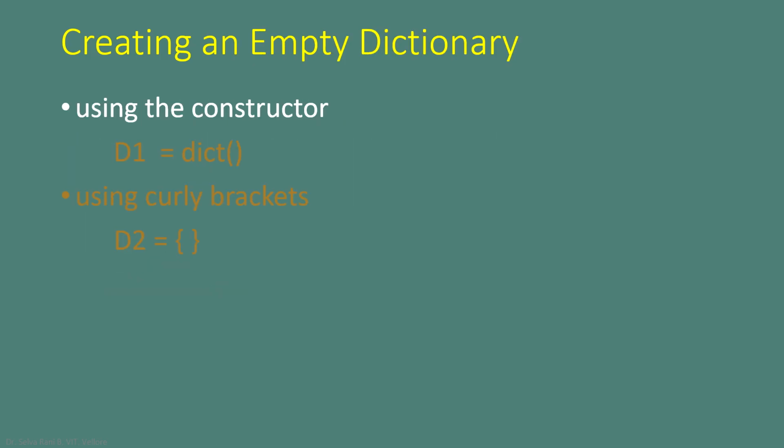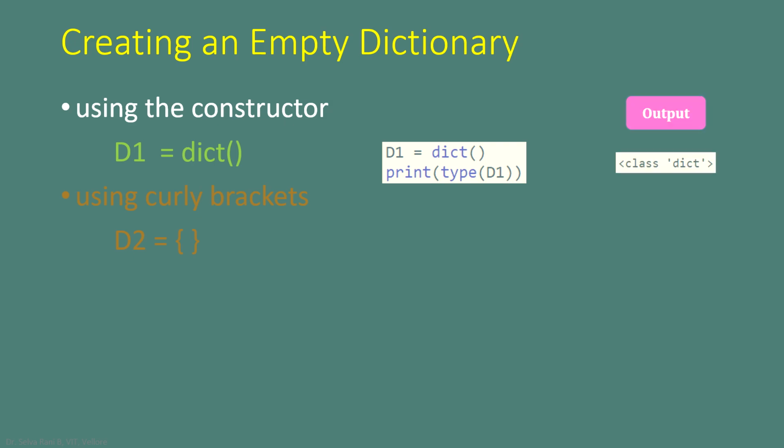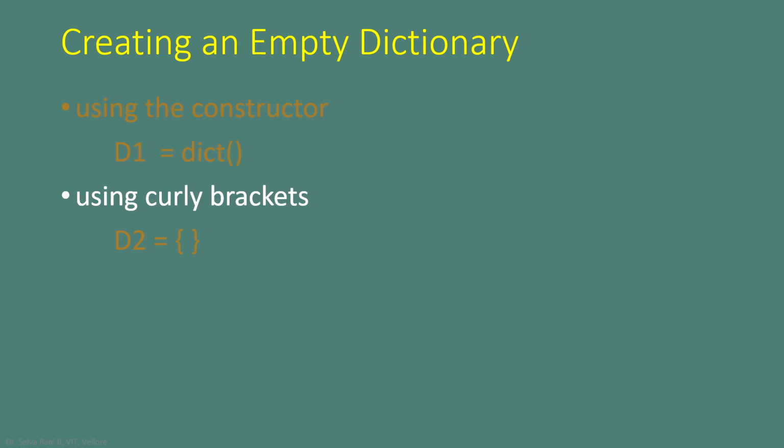Creating an empty dictionary. This can be done very easily with the help of the constructor dict. If we create D1 is equal to dict, D1 is going to be the type dictionary and it will not contain any elements in it. If we print the type of D1, it will give the result as class dict.